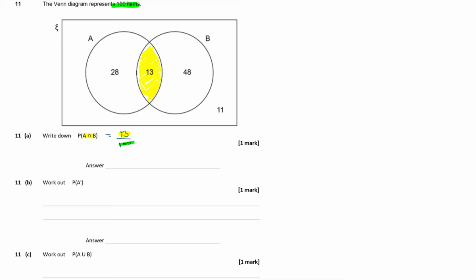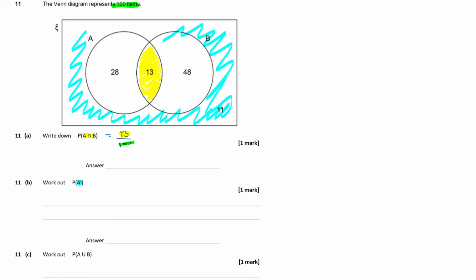Okay, now the next part says work out the probability of A complement. That little dash there means complement of A, and in real speak, that means everything not in A. So everything not in A would be everything outside A. It's all the bit on the outside plus the bit in B that is not in A. So in terms of the values, it's going to be the 48 and the 11. They're both not inside A.